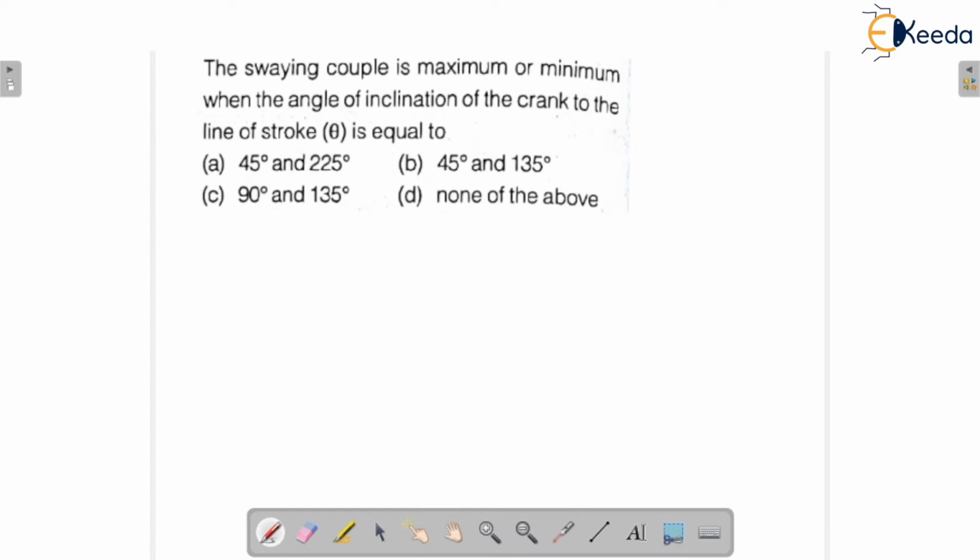The question is: the sine couple is maximum or minimum when the angle of inclination of the crank to the line of stroke is equal to what? We all know that the sine couple is nothing but an effect of partial balancing. And what is the other effect? The other effect is tractive force. But in the question, it is asking about the sine couple.